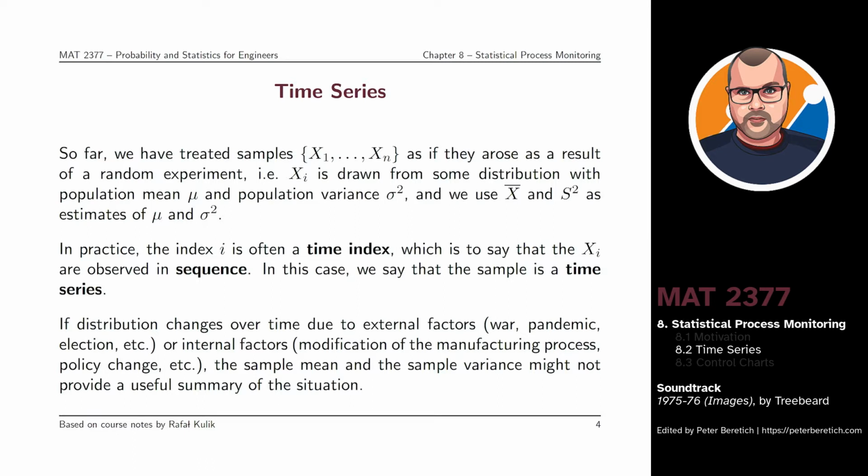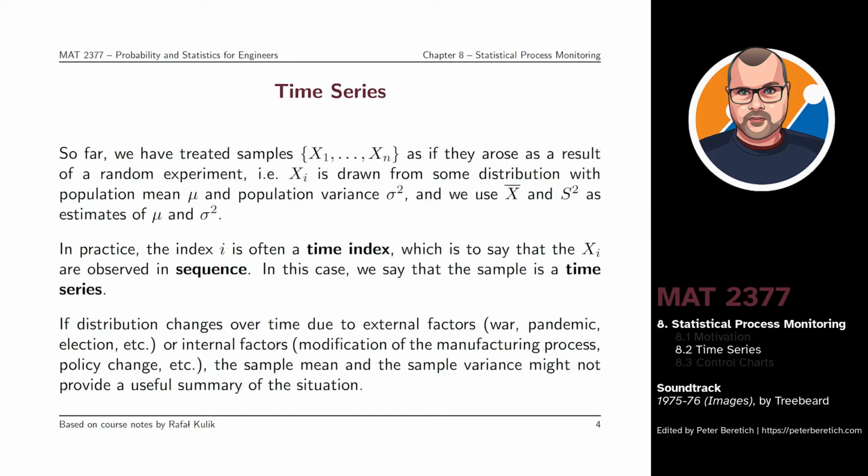Because if the distribution from which these random measurements are taken changes over time due to some external factors, a war is declared, a pandemic outbreak, the results of an election, and so forth, or potentially internal factors, we decide to have a new addition to the manufacturing process past a certain time, a company decides to modify the manufacturing process after a certain date, or the government implements a policy change, and so forth, then it's conceivable that the sample mean and the sample variance will not be providing you with a useful summary of the situation anymore.